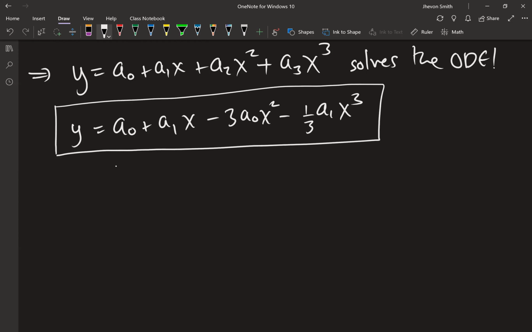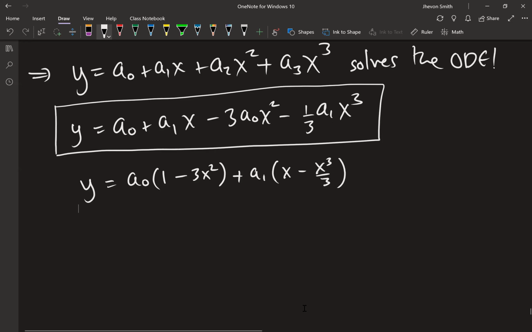But that's the solution. And yeah, you could write it as a0 times 1 minus 3x squared plus a1 times x minus a third x cubed. But a finite polynomial solves this ODE.